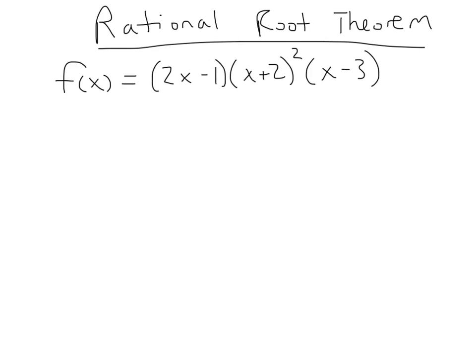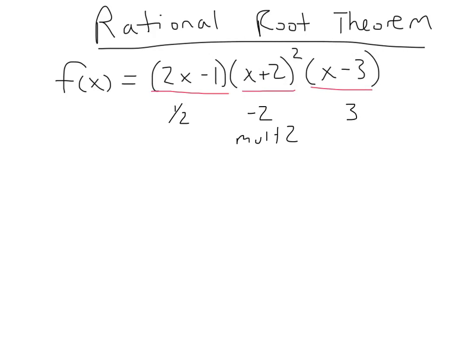So if we consider this polynomial here, we should be able to tell based on what we did in class today that this factor is going to give us an x-intercept at 1/2. This factor is going to give us an x-intercept at -2 with multiplicity 2. And this factor is going to give us an x-intercept at 3. So again, that's 1/2, -2 with multiplicity 2, and 3.